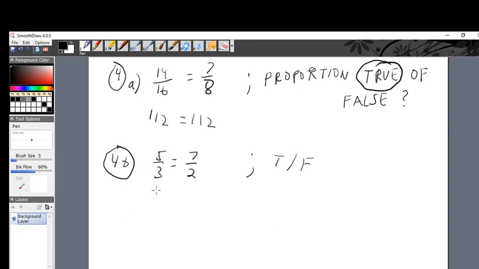What about this one? Let's try this one. 5 times 2 is 10. 3 times 7 is 21. Not even close. And we pick false. And that's how we deal with this stuff about proportions. Okay, next. That was problem 4a and 4b.